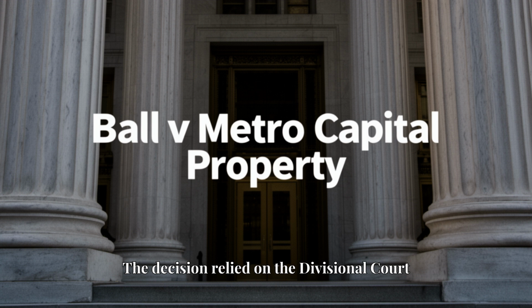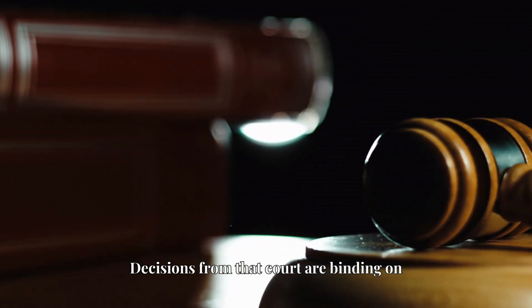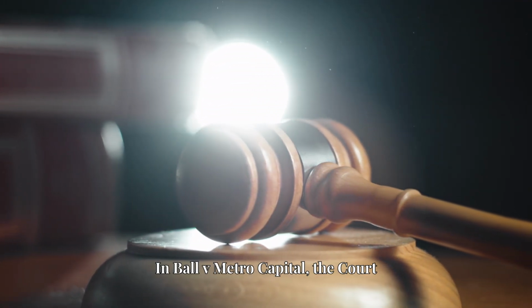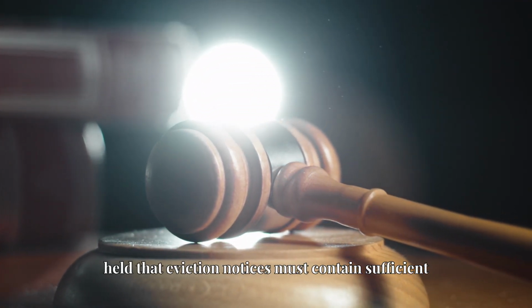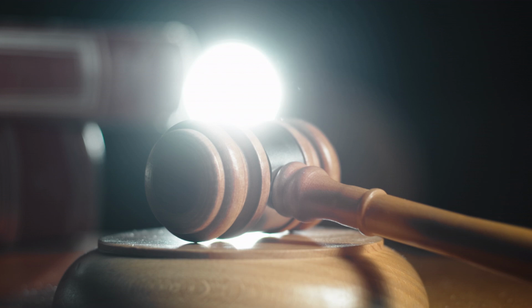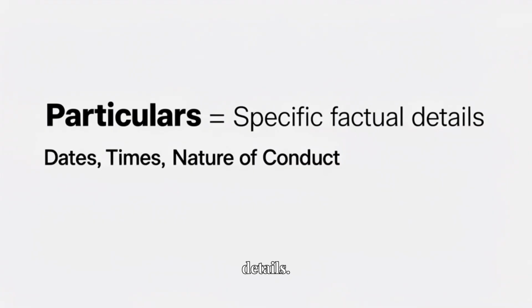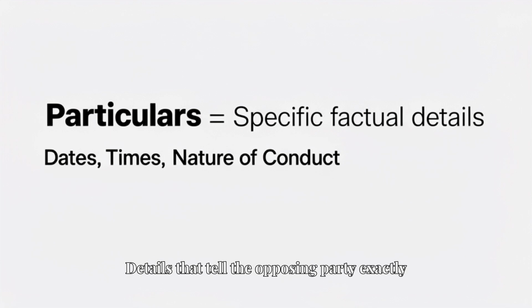The decision relied on the Divisional Court precedent Ball v. Metro Capital Property. The Divisional Court is an appellate court of the Ontario Superior Court of Justice. Decisions from that court are binding on tribunals such as the Landlord and Tenant Board. In Ball v. Metro Capital, the court held that eviction notices must contain sufficient particulars. Particulars is legal terminology meaning specific factual details, details that tell the opposing party exactly what conduct is being alleged.